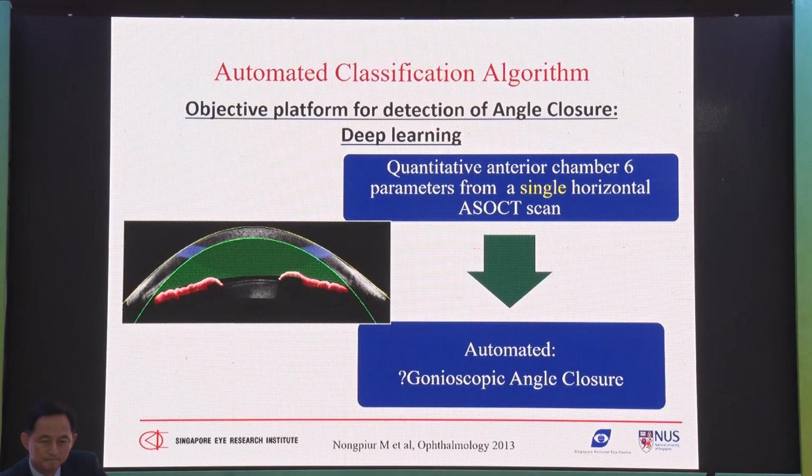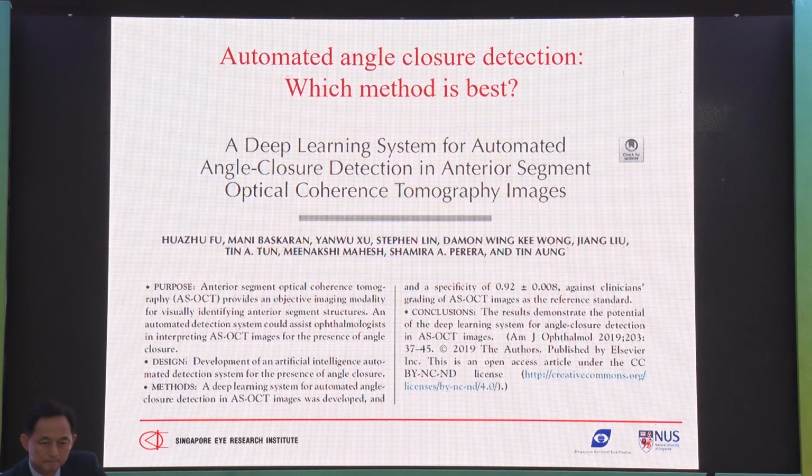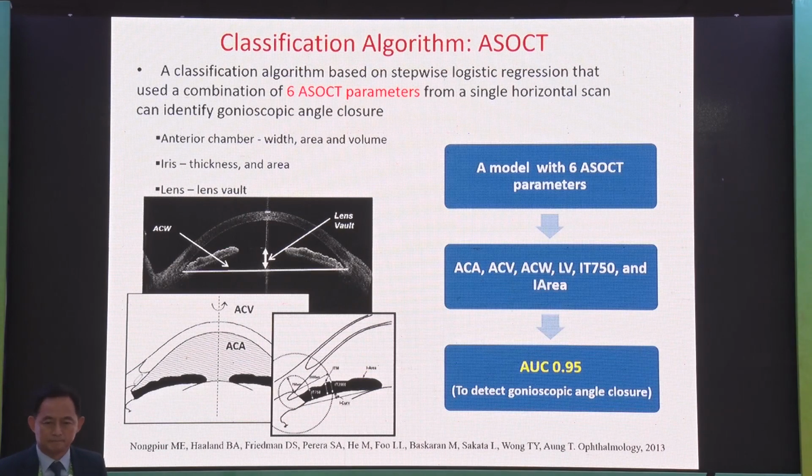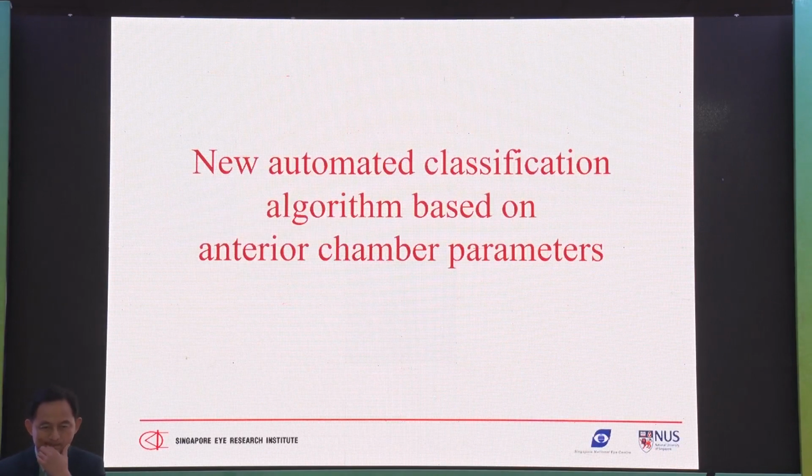And we then developed an automated way of doing this, and we compared it to our, as I told you earlier, our earlier automated machine learning device. And we just published this paper last year where we compared these two deep learning systems to look at angle closure detection, the single scan or compared to the multiple measurements. And we found very similar results, which was surprising.